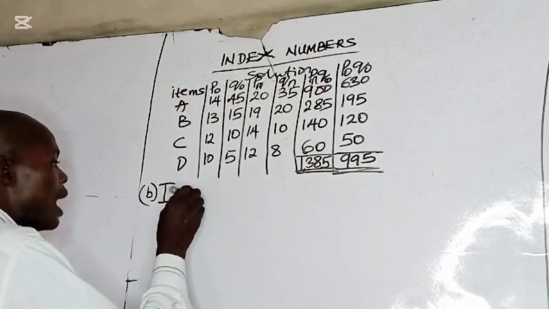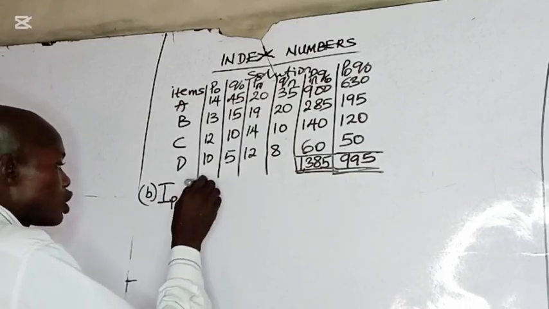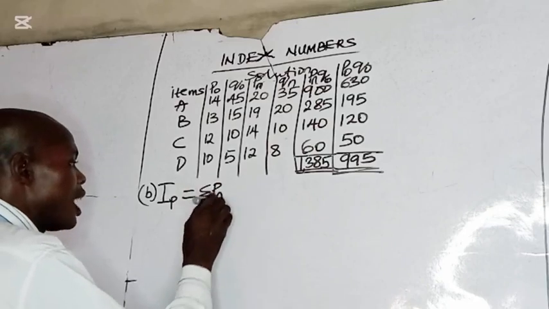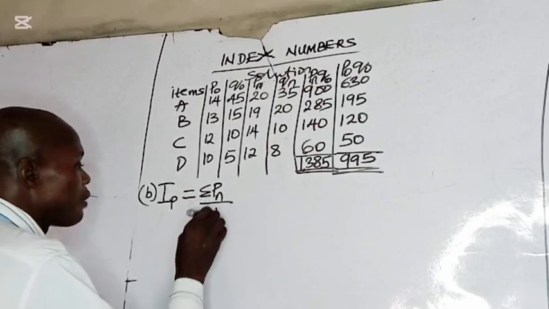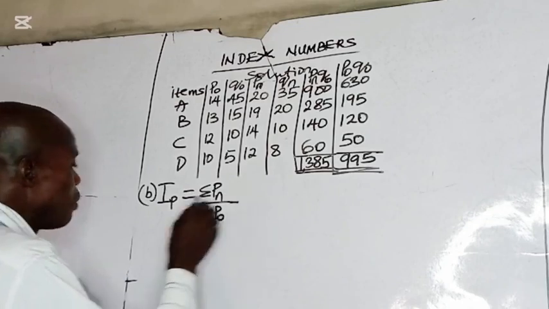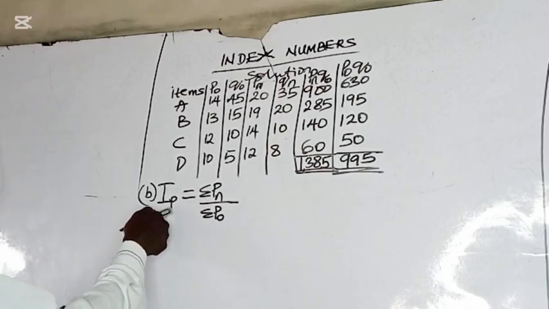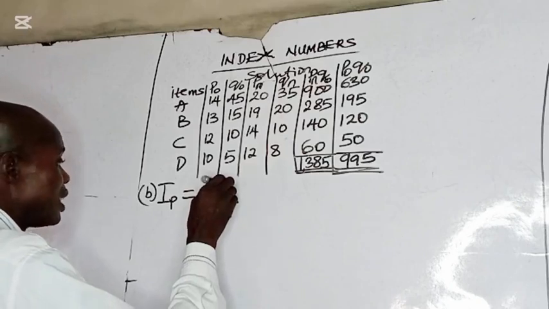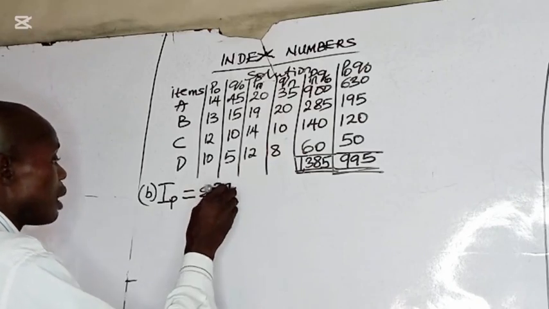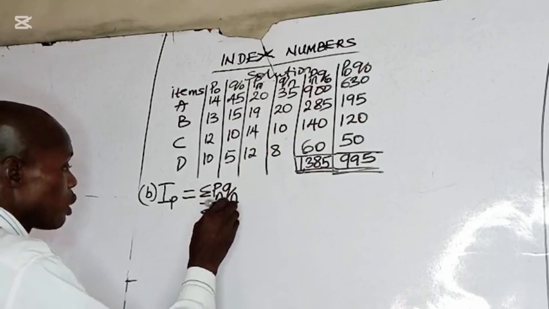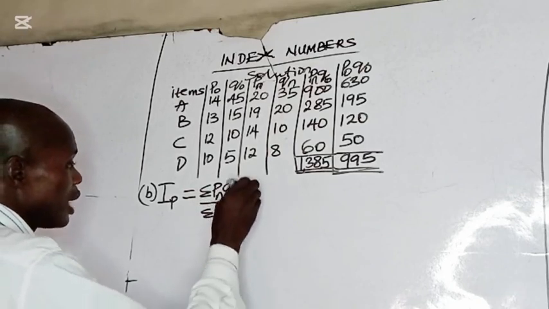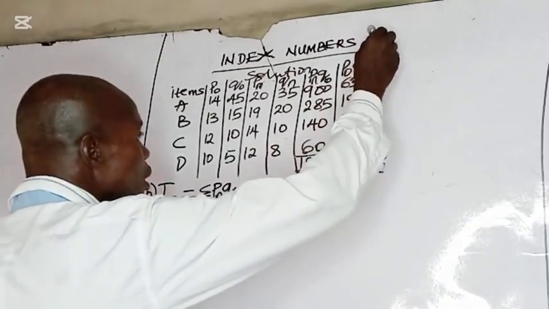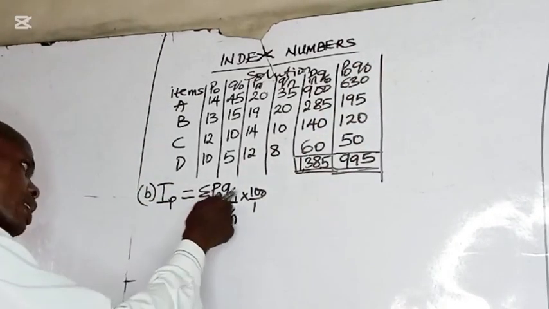Paasche index. The formula is sum of the simple aggregative price index, price of the current year over sum of price of the base year. Now, we said this P stands for present year, which is current year. The weight, the quantity that will be added as a weight will be the current year quantity, times 100 over 1. So by virtue of this formula, you will need Pn, Qn.